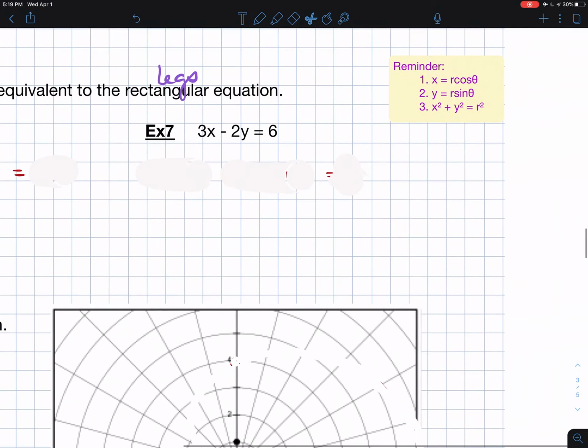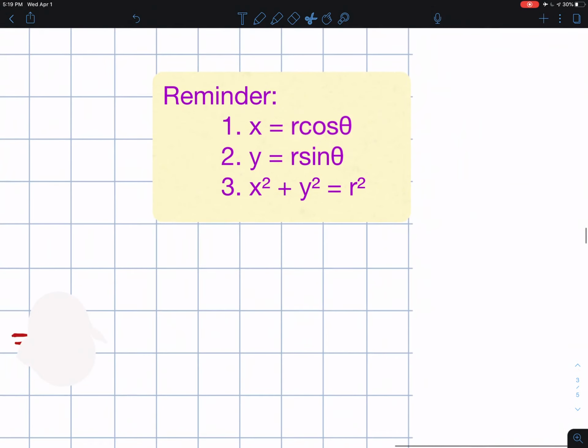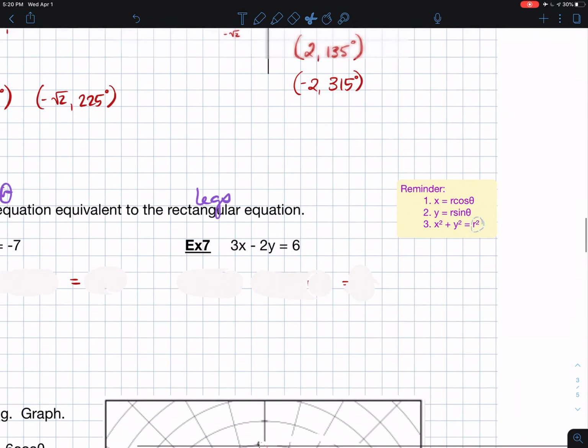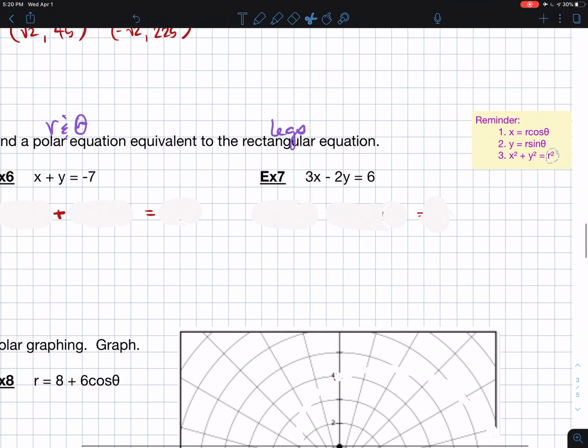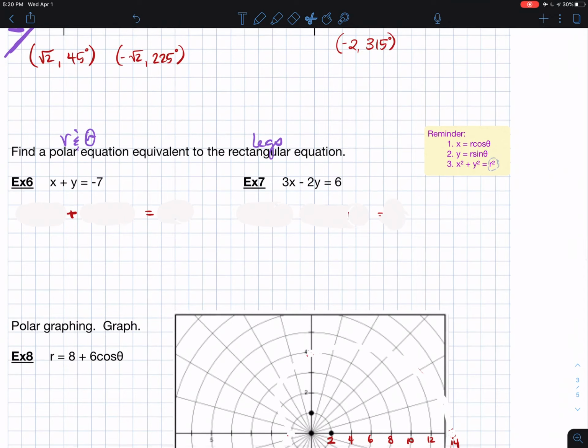Now let's look at the sticky note over to the side. These are three things that I already know. Notice that these two are legs while these two are r's and thetas. And on the third equation, Pythagorean theorem, notice that the left side of the equation is all legs and the right side of the equation is polar. Okay? So we're going to use our sticky note, things that I already know, to plug and chug.